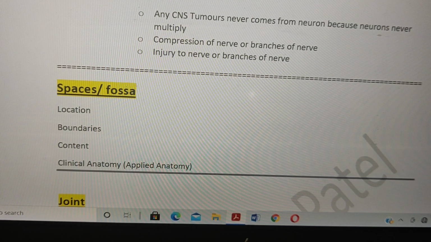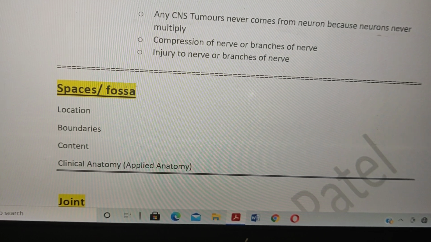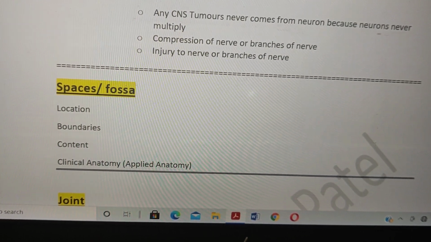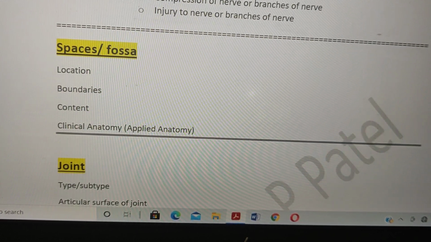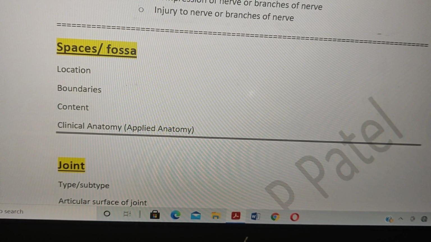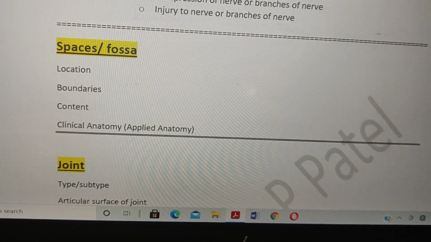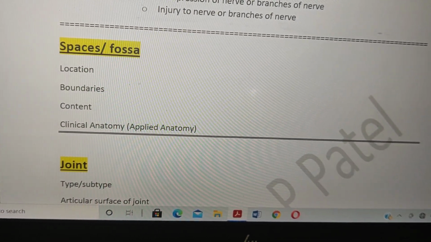And in general, you have to write about compression of the nerve or of the branches of the nerve, or injury to the nerve. So this is about the nerves. Under the following heading, you have to write the nerves.